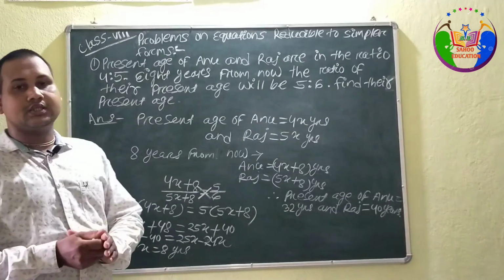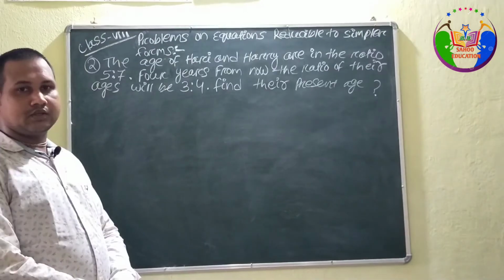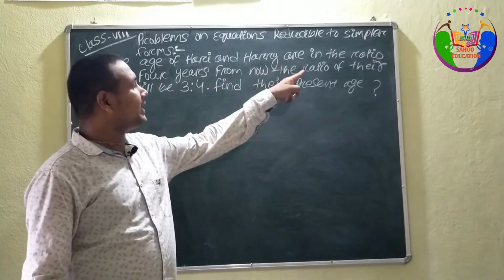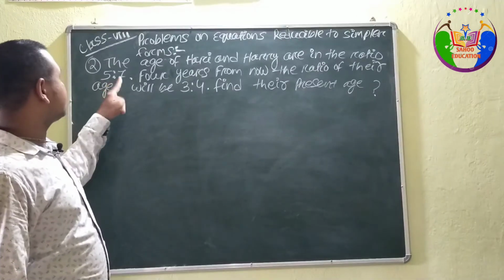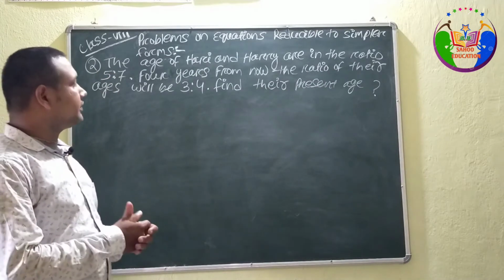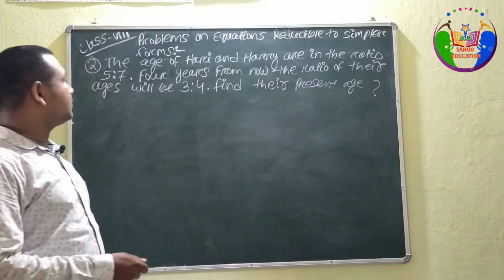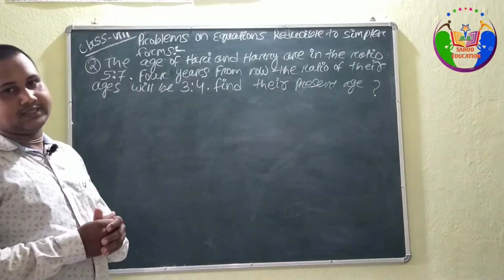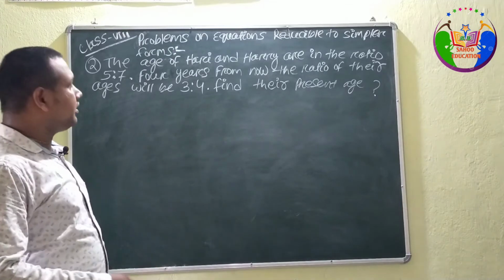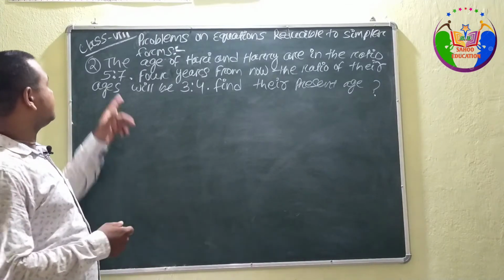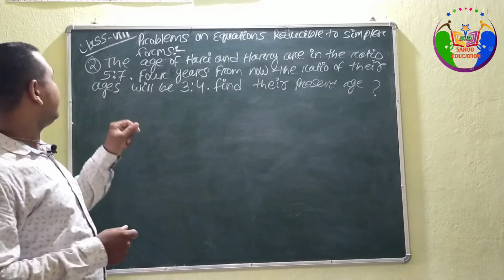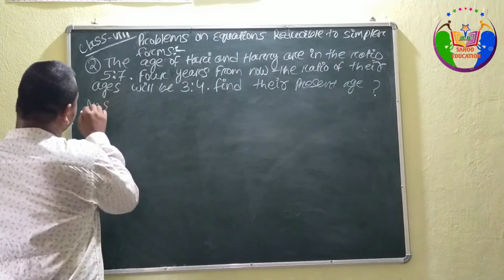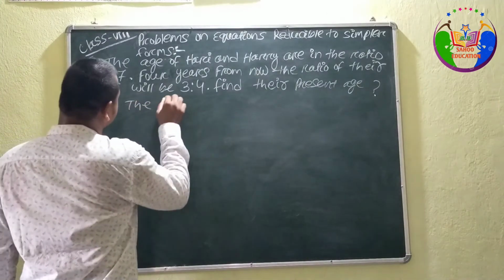Now come to question number 2. Here it's given the age of Hari and Harry are in the ratio 5:7. 4 years from now, the ratio of their ages will be 3:4. Find their present ages. So we'll take here the present age of Hari is 5x years and Harry will be 7x years.